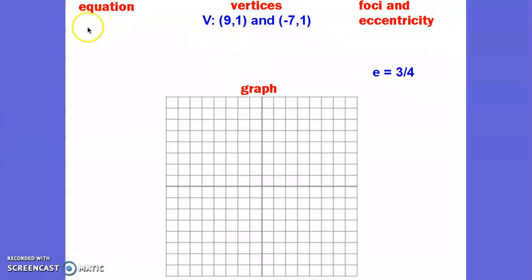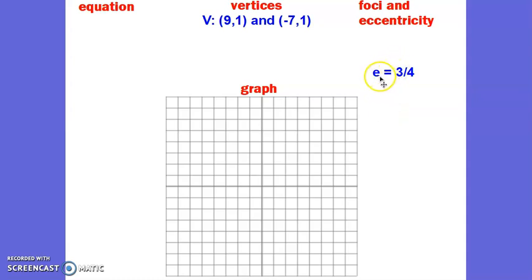Think about how that's going to affect your equation, how that'll affect your details. See if you can't find, again, a, b, and c. Find the foci, find the vertices, which were given. But let's see if we can take advantage of that eccentricity to find the rest of the details and do the rest of this thinking.